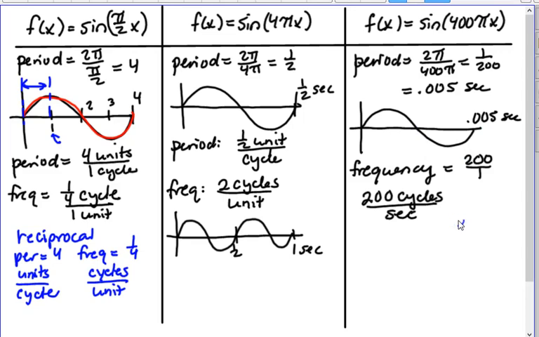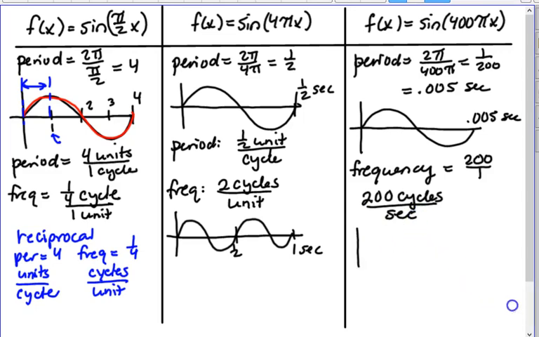Now that's basically the type of waves that occur in nature. Sound waves, light waves, electromagnetic waves, radio waves, those kind of things are going to have a very high frequency and a very small period. And the difference in frequency will give you information about that sound. So hopefully this helps you understand a little bit more.